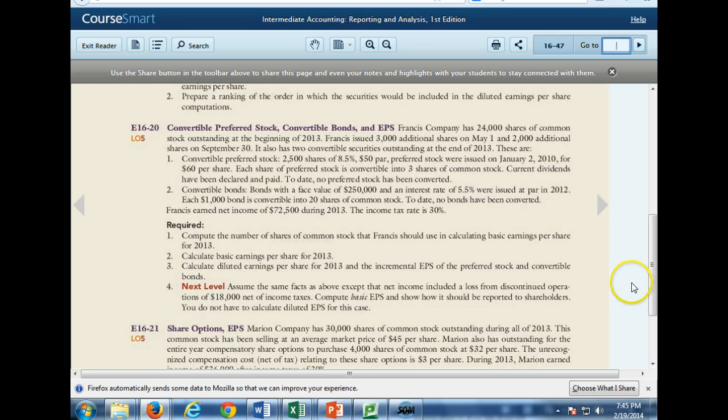Francis Company has 24,000 shares of common stock outstanding at the beginning of 2013. Francis issued 3,000 additional shares on May 1st and 2,000 additional shares on September 30th. It also has 2 convertible securities outstanding at the end of the period. Now, those convertible securities are just various types of instruments that can ultimately become stock, or bonds that can be converted to stock. Do you guys know what I'm talking about?